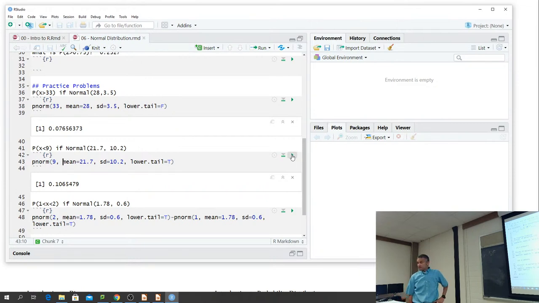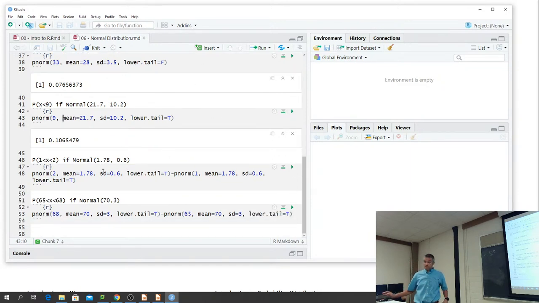So when we did it by hand and used our table, we had 0.1056. The reason for the difference? Again, we rounded. R doesn't have to do that. It's going to calculate the Z, and whatever Z it calculates, that'll get our probability.